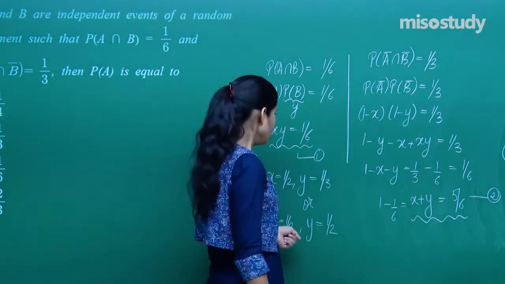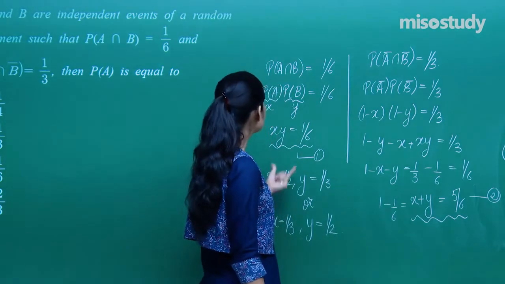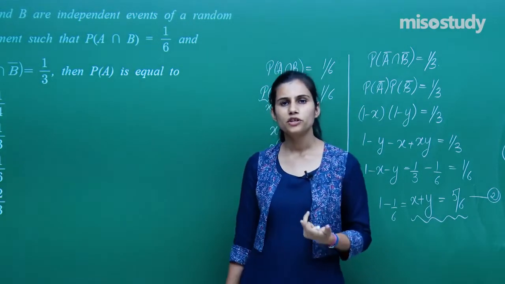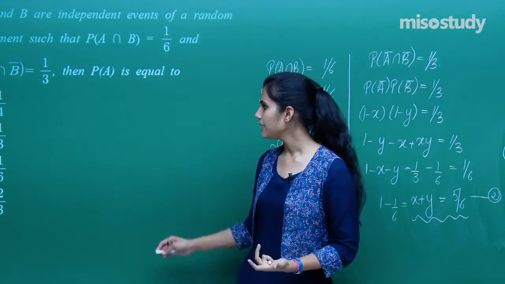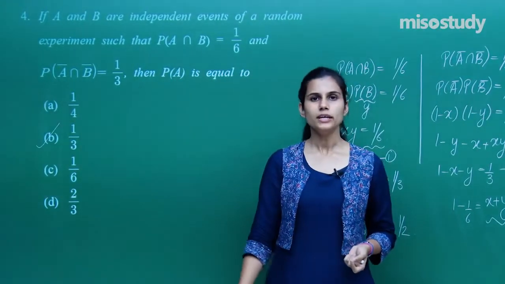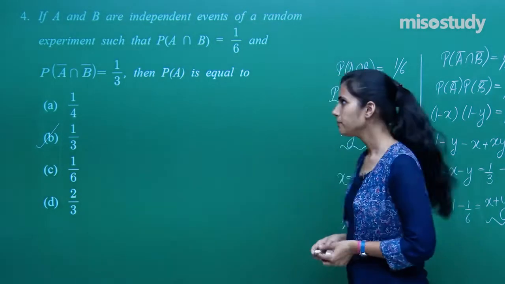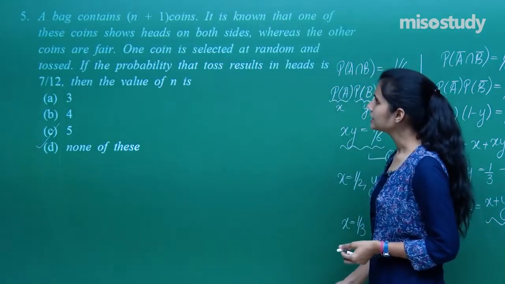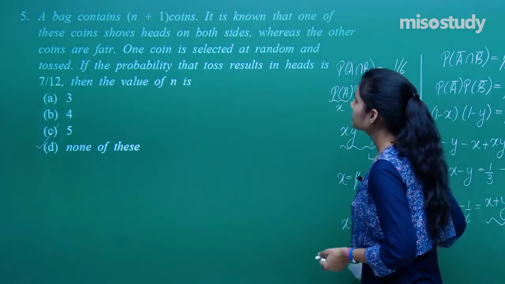Okay. So that's what you get, and therefore x is my probability of A. So probability of A is either 1 by 2 or 1 by 3 depending upon the options given. So probability of A according to the options will be 1 by 3. Clear?